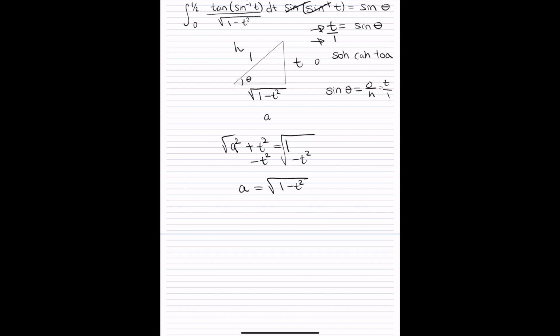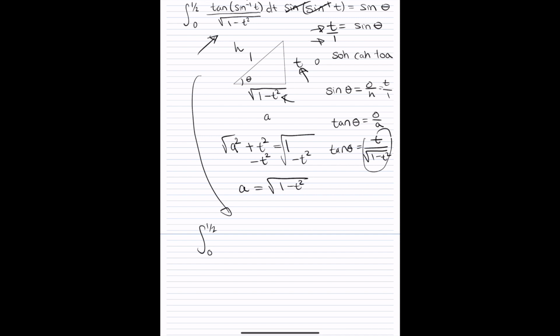We also know what tangent is. So tangent is opposite over adjacent, which we do know, which is t over square root 1 minus t squared, which is right here and here. Let's go ahead and input it into our original problem right here. Let's go ahead and move it down here so we can have a good view of it. So we're going to input this in.